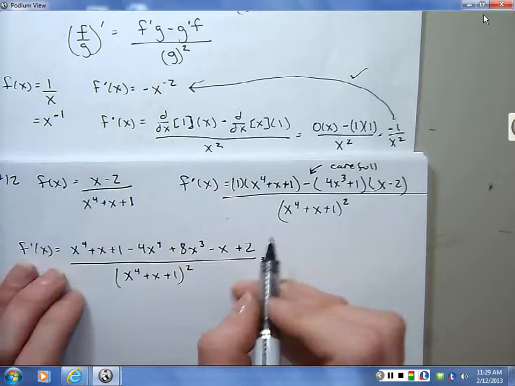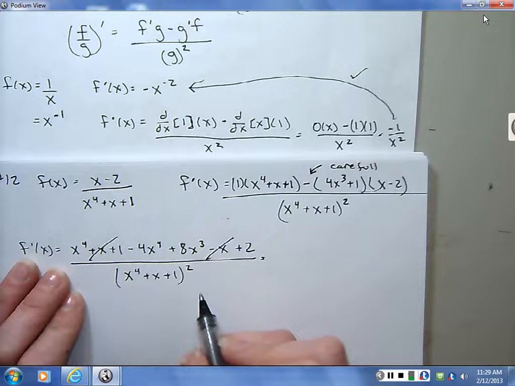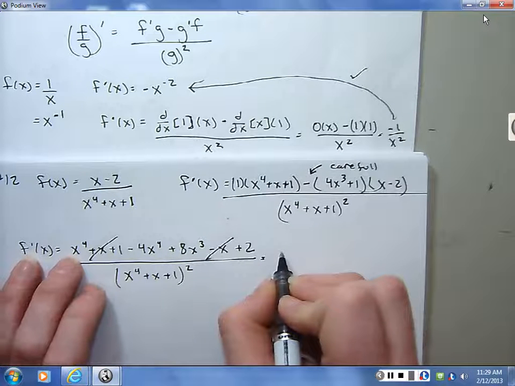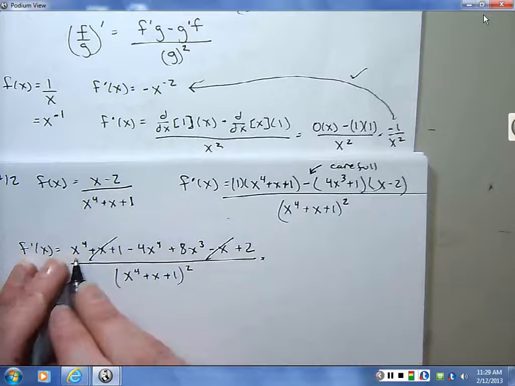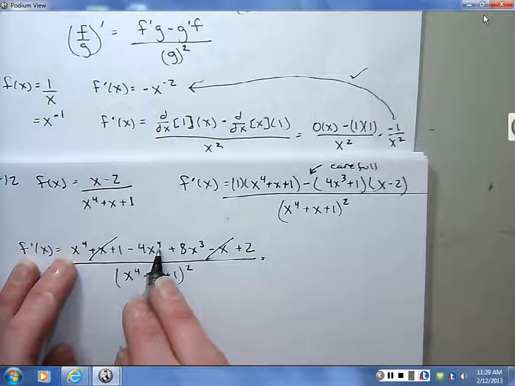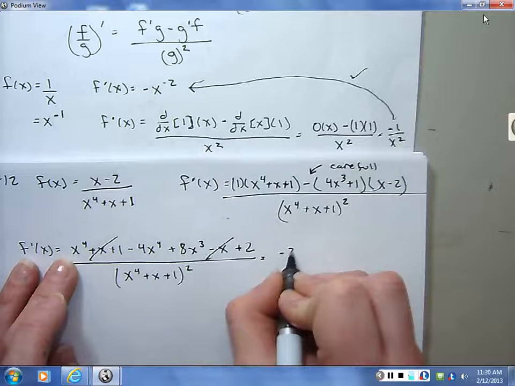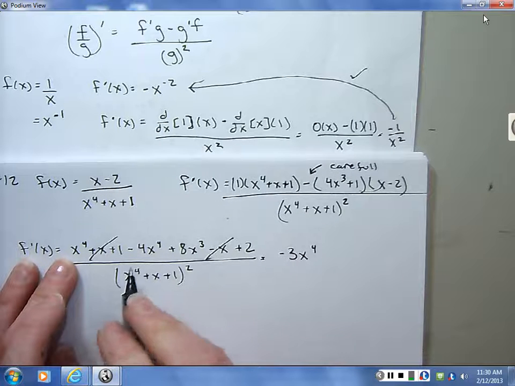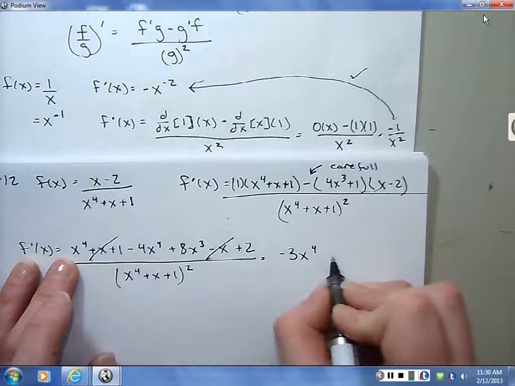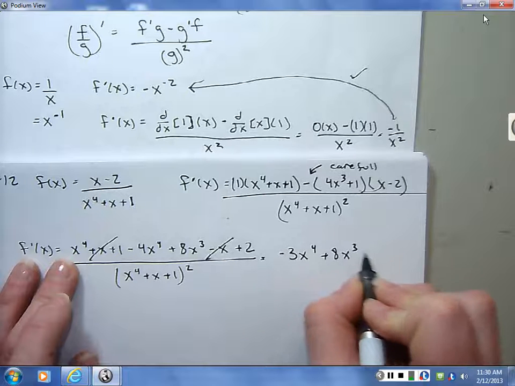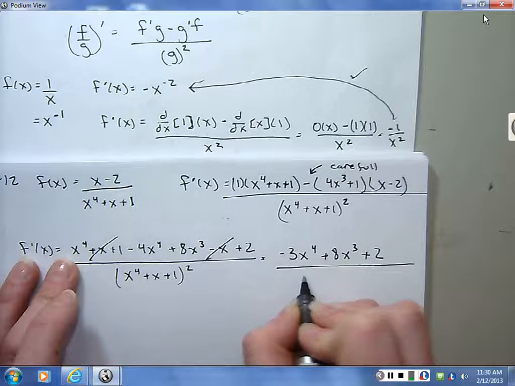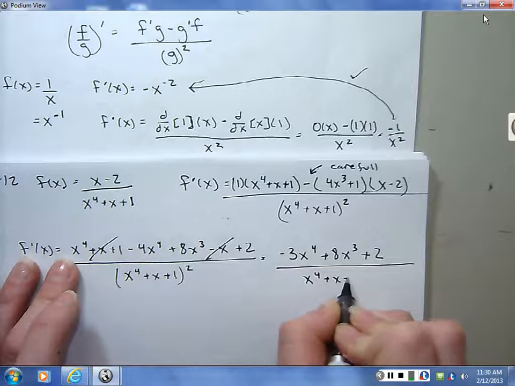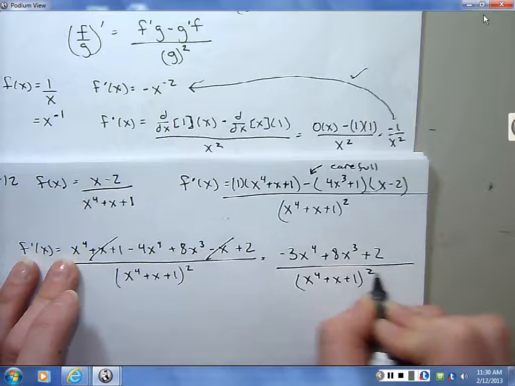So adding like terms, my x's cancel. I have x to the fourth minus 4x to the fourth, so I have a minus 3x to the fourth plus 8x cubed plus 2 over x to the fourth plus x plus 1 squared.